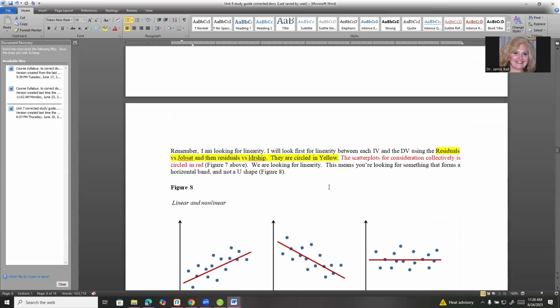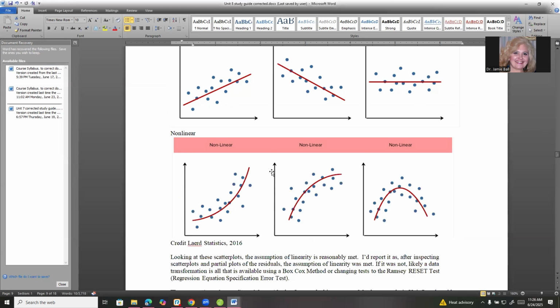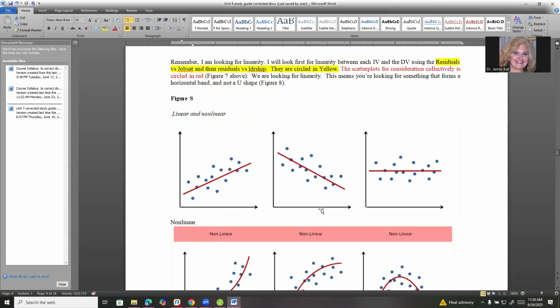Okay, so we want to look at each of these plots, and basically we want to see that there's some sort of linear relationship starting to form. So here's some examples of what would be considered linear, of the residuals. And here's examples of nonlinear. So we don't want U-shapes and curves and things like that. Now, typically this one would be considered a non-linear relationship for a correlation, but that's not what we're testing here. So this complete horizontal line is acceptable.